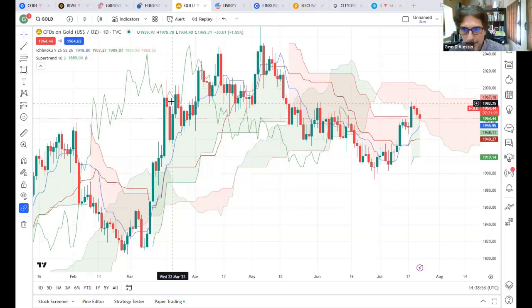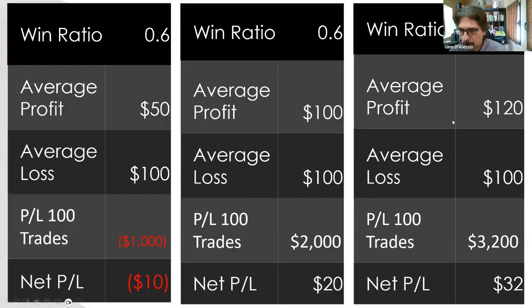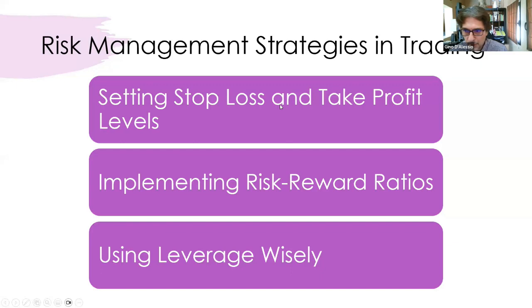So let's go back to the slides. Right, so we saw that by increasing the average profit above the average loss, you get a big improvement in your trading performance. And what we were about to talk about was the strategies in risk management when you're trading.